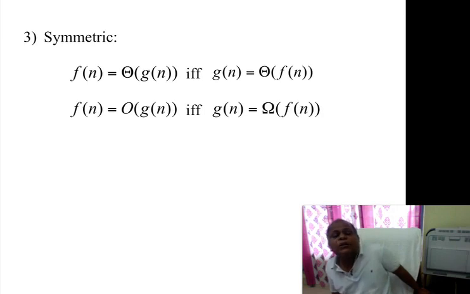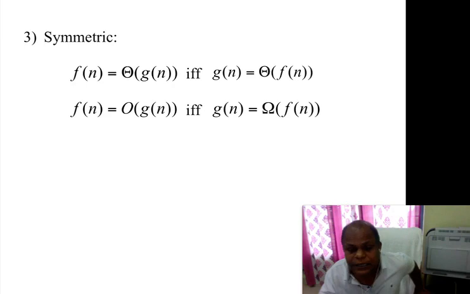Now, symmetric. f(n) is equal to theta of g(n) if and only if g(n) is equal to theta of f(n). If a function g(n) provides a tight bound to f(n), then f(n) also provides a tight bound to g(n). And another symmetric rule: f(n) is equal to big O of g(n) if and only if g(n) is equal to omega of f(n). These are the two rules for symmetric.